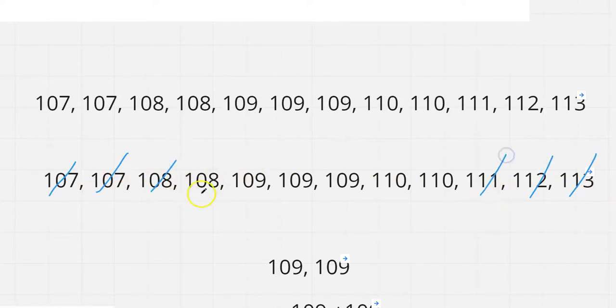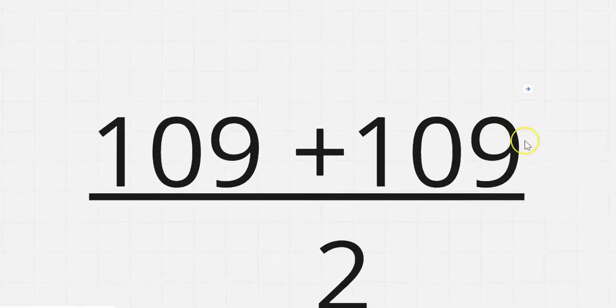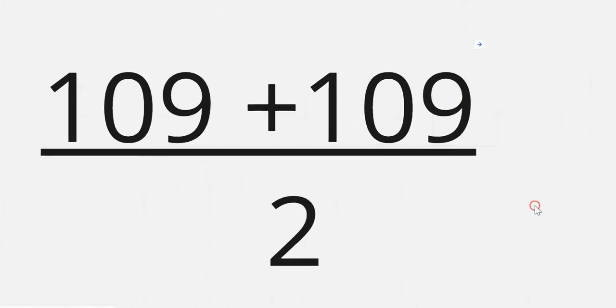As it's an even set of numbers, I know there's going to be 2 in the middle, and so there is. Once we've done the crossing off method, it leaves us with 2 figures, 109 and 109. What we're actually doing then is working out the mean of those figures. If you remember, mean is 2 numbers added together divided by how many there are. So it's 109 plus 109 divided by 2, which is 109.